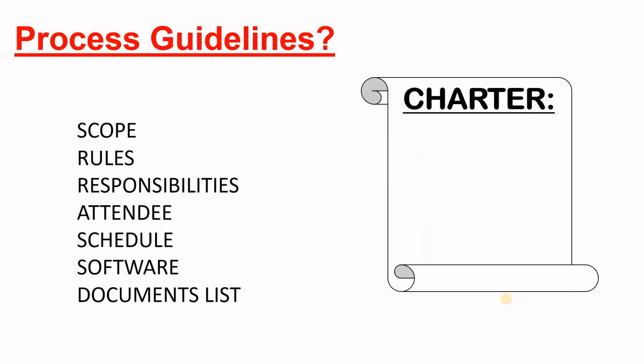So what do we do? First, we need something to go by. We need guidelines. We sometimes call it a charter. So in the charter, we need to list the scope, roles and responsibilities, who's going to attend, the schedule, the software, and the document list. And we know that we need to add more stuff also.